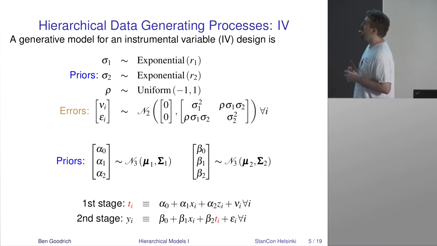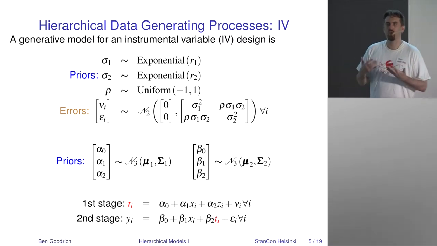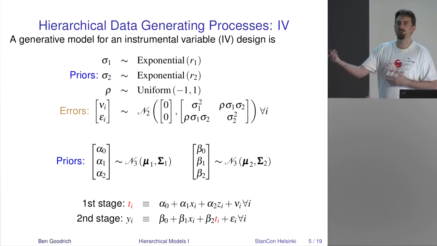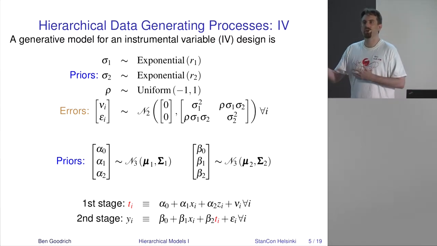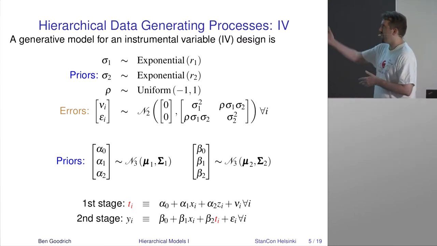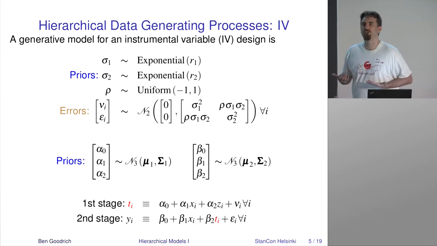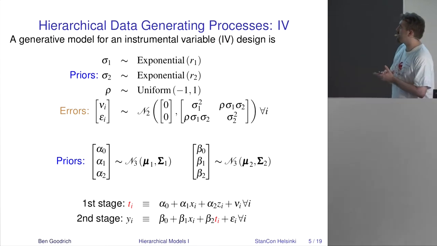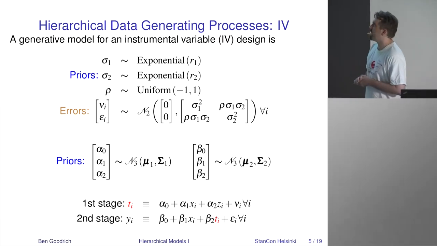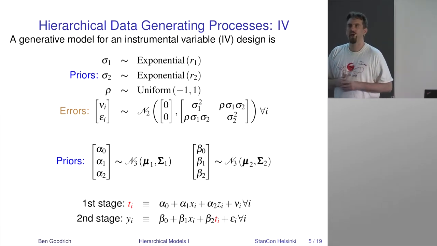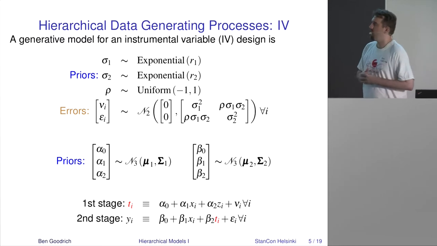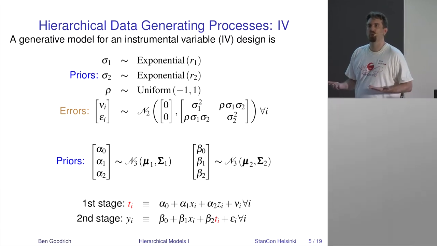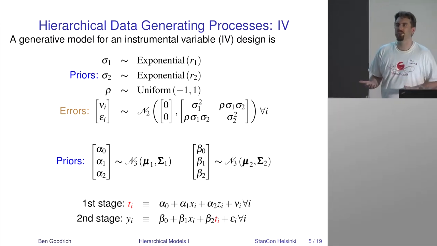So we're going to have a 2x2 covariance matrix for the errors, and we have two different outcomes that we're going to be modeling: a treatment variable and an outcome variable that's ostensibly a consequence of our treatment variable. So we have two error terms. We might think that they have a bivariate normal distribution with mean vector 0 and some covariance matrix that consists of squared standard deviations along the diagonal. And in the off-diagonal, we have a covariance, which we're representing here with a correlation rho multiplied by the standard deviation of the first variable, sigma 1, and the standard deviation of the second variable, sigma 2.